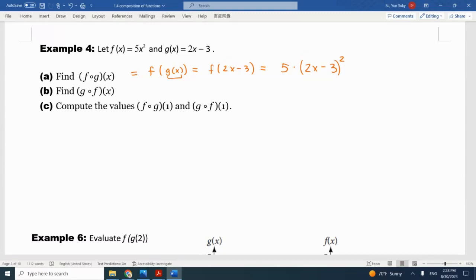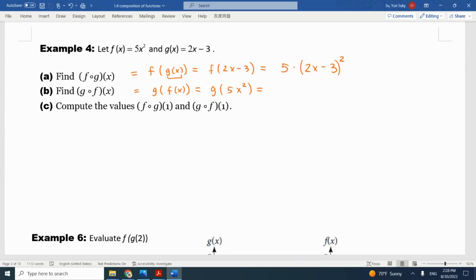All right, so this is part A. Questions? Then the next one would be the F and G. Exactly. Very good. The next one, the G is outside, the F is inside. So what is F of X? 5x squared. Yeah, 5x squared.